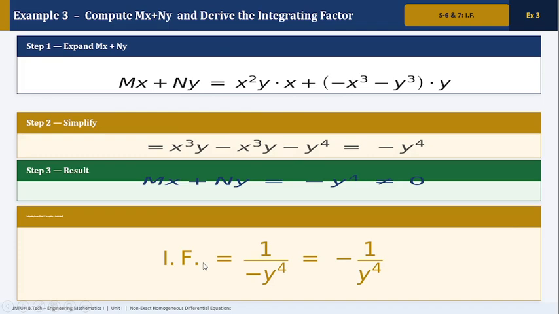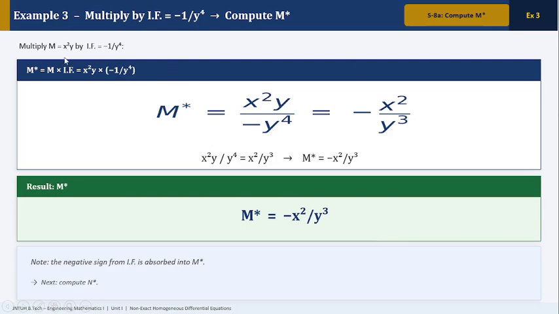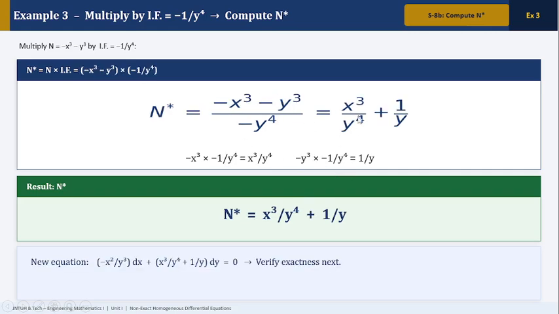Right, and compute the integrating factor 1 by Mx plus Ny, which is x squared y into x plus minus of x cubed plus y cubed into y, which is x cubed y minus x cubed y minus y power 4, this is minus y power 4. So the integrating factor is minus 1 by y power 4. Now calculate M star and N star by multiplying capital M with the integrating factor and capital N with it. So M star is, y cancels, minus x squared by y cubed, and N star is x cubed by y power 4 plus 1 by y. So the new equation is minus x squared by y cubed dx plus x cubed by y power 4 plus 1 by y dy equals 0.